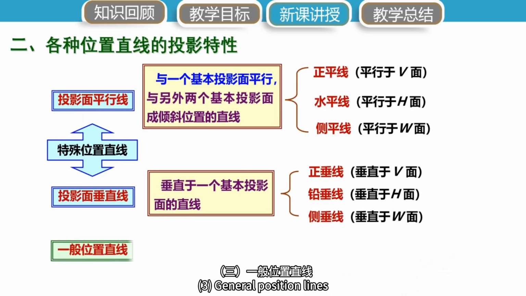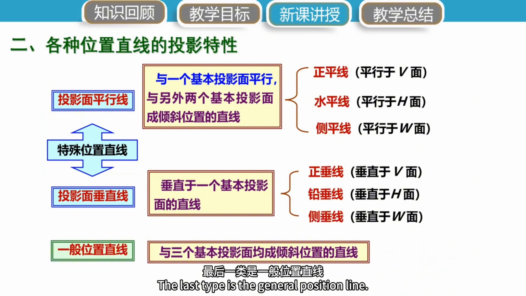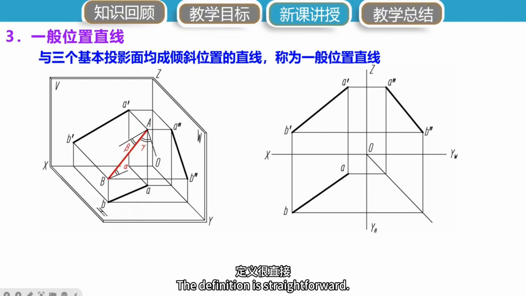Third, general position lines. The last type is the general position line. The definition is straightforward.